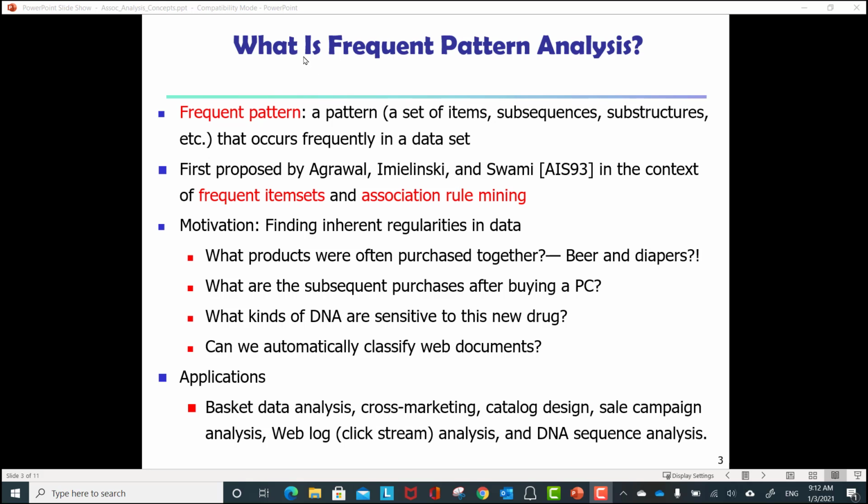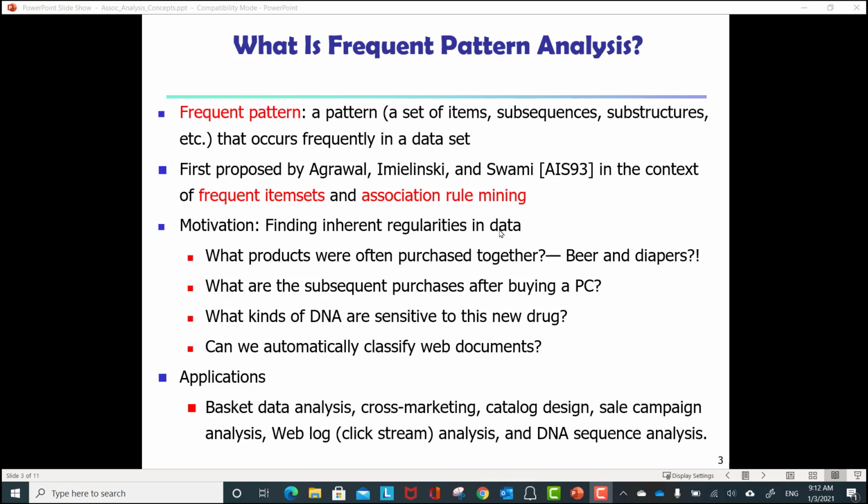All right, so what is a frequent pattern analysis? A frequent pattern is a pattern, a set of items, subsequences, substructures, etc. that occurs frequently in a data set, okay? It was first proposed by Agrawal and colleagues in the context of frequent item sets and association rule mining. And the motivation is finding inherent irregularities in data.